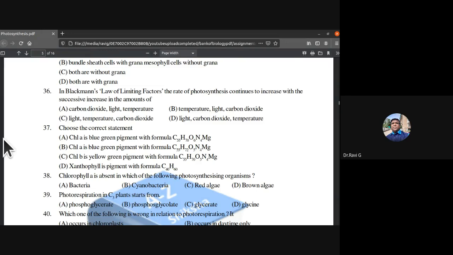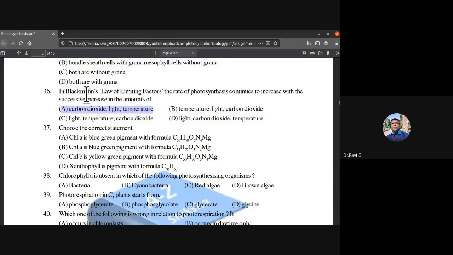So the most limiting factor is going to be the carbon dioxide. The second most limiting factor is light. So the last is temperature. The rate of photosynthesis continues to increase with the successive increase in the amount of carbon dioxide, light, and temperature. It is in the sequence. Carbon dioxide should be the first one to have a successive increase, then light, then temperature.